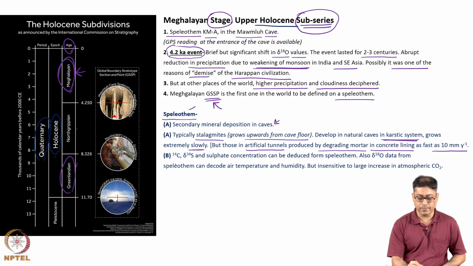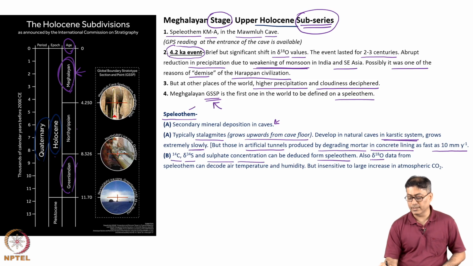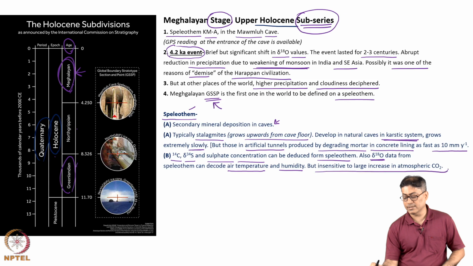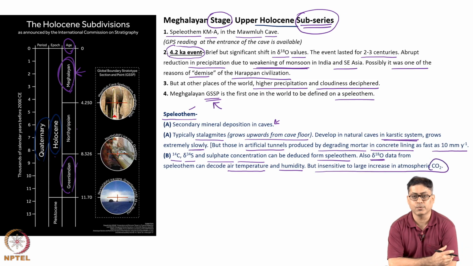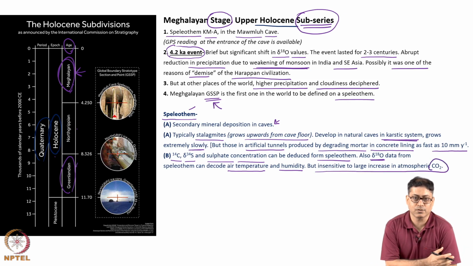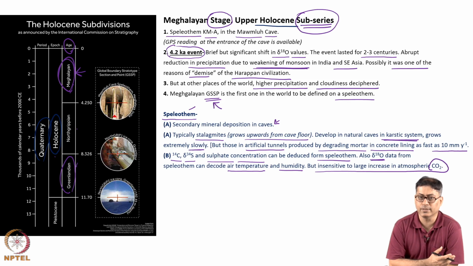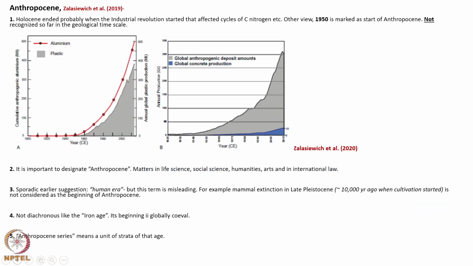Regarding speleothem, remember that 14C, del 34S and sulfate concentration can be deduced from the speleothem. Also, del 18O data can be decoded, and from del 18O we can understand about the air temperature and the humidity. Note that speleothem geochemistry is generally insensitive to large increases in atmospheric CO2. So, the anthropogenic CO2 that got added and spiked up in the last few tens of years is usually not reflected in the speleothem.